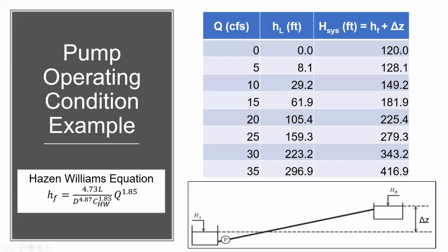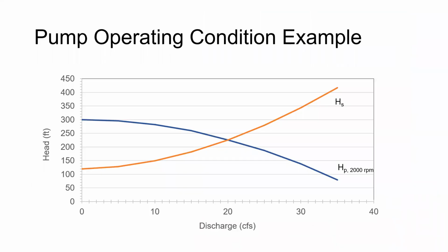So at 0, the head loss is 0, but the delta Z is 120. And then I'm just adding this head loss to 120 feet as we go. By the time I get to 35 CFS, I have about 300 feet of head loss and then 120 feet of elevation that I need to overcome. So I can plot those two curves together, my system curve and my pump curve. And where they intersect is called the operating condition.